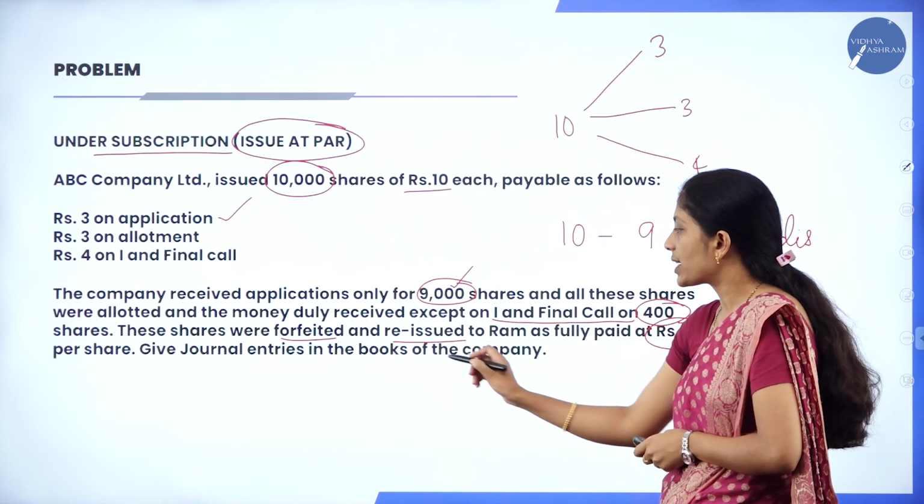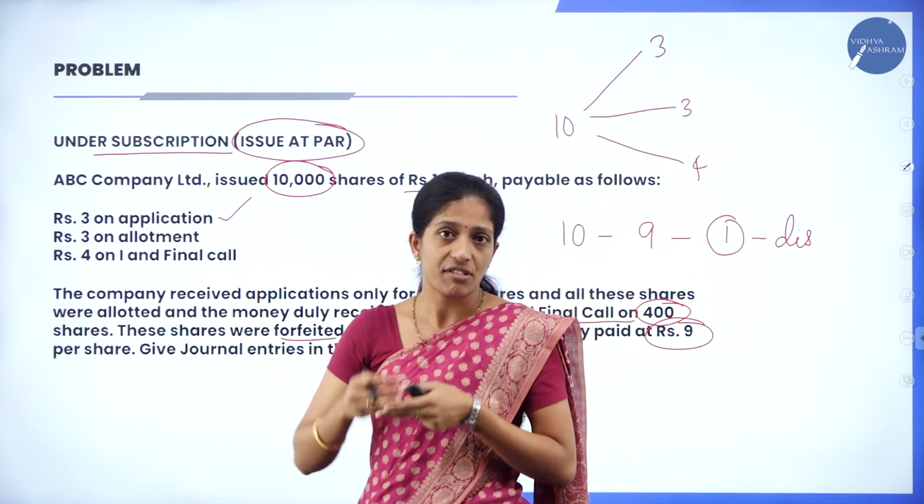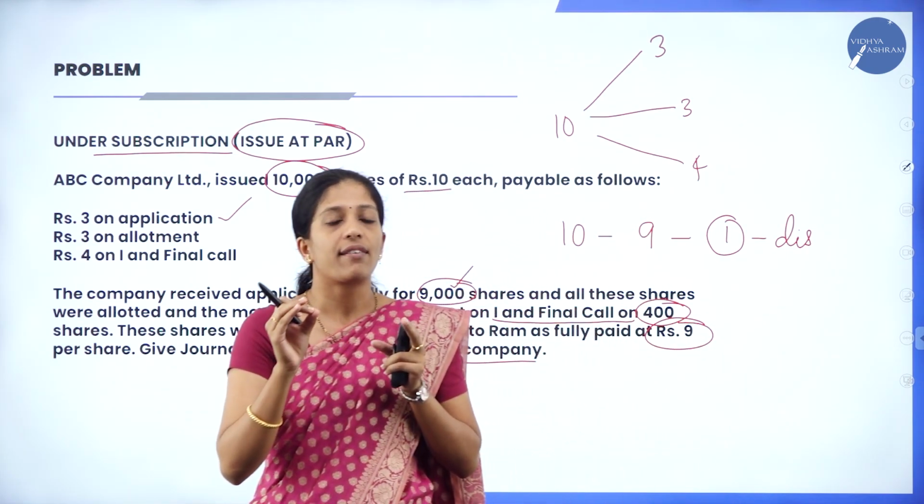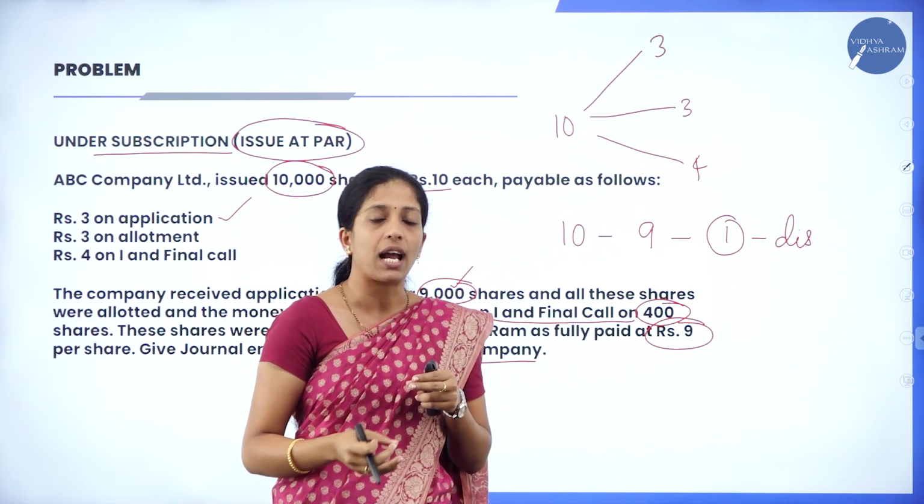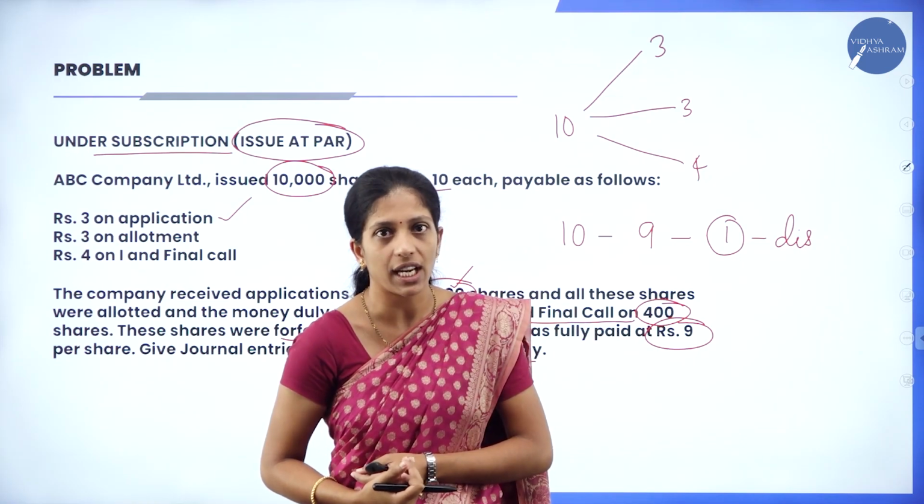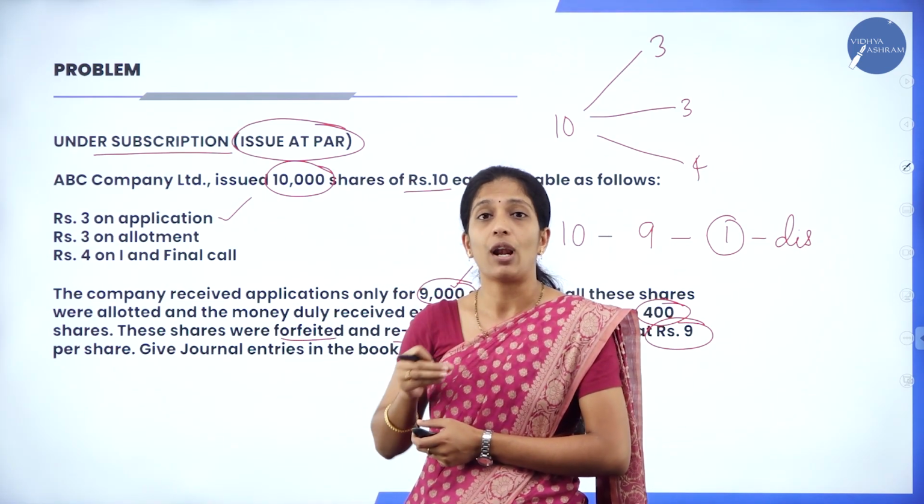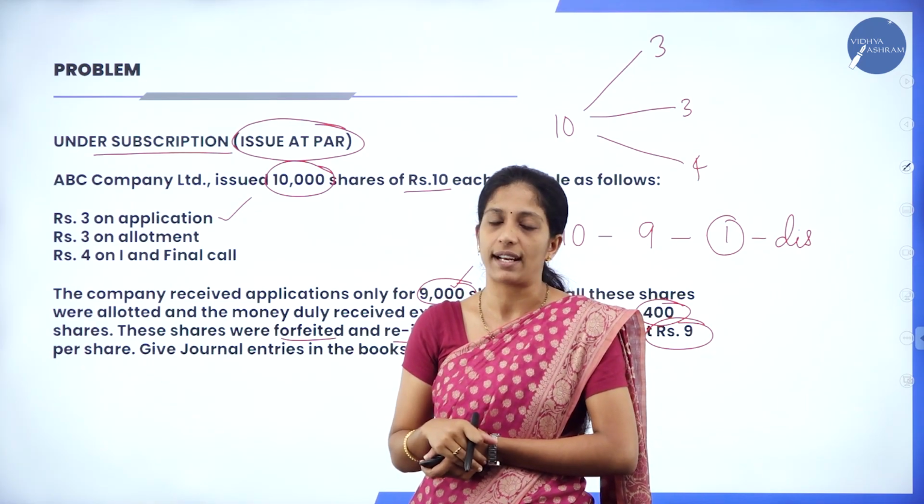So, give journal entries in the books of company. Already we know there are 9 entries to be written and each and every entry will be of the same type, but we have to know how to write the amount for each entry. We know there are 3 stages here: application stage, allotment stage as well as first and final call.